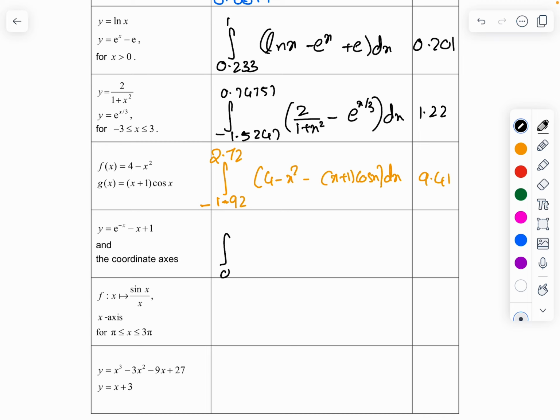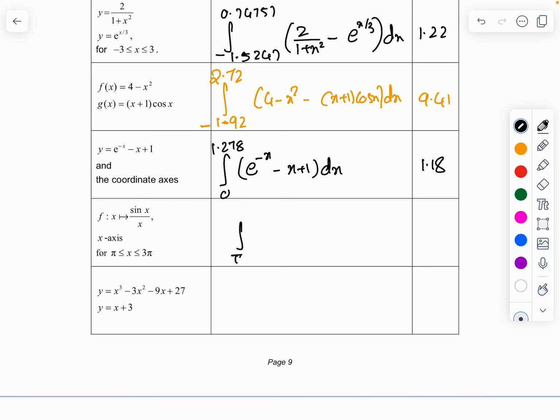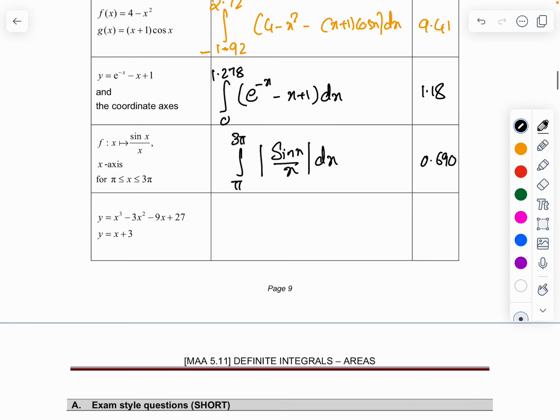Integral from 0 to 1.278 of e to the power negative x minus x plus 1 dx, your answer should be 1.18. Then pi to 3 pi, use absolute value so that you will not get 0. If you don't use absolute value, you get 0. So 0.690. Then integral from minus 3 to 4, use absolute value, you will not get 0. Otherwise, you'll get a wrong answer, equals 101.75. Use the calculators and check whether your answers are correct or not.